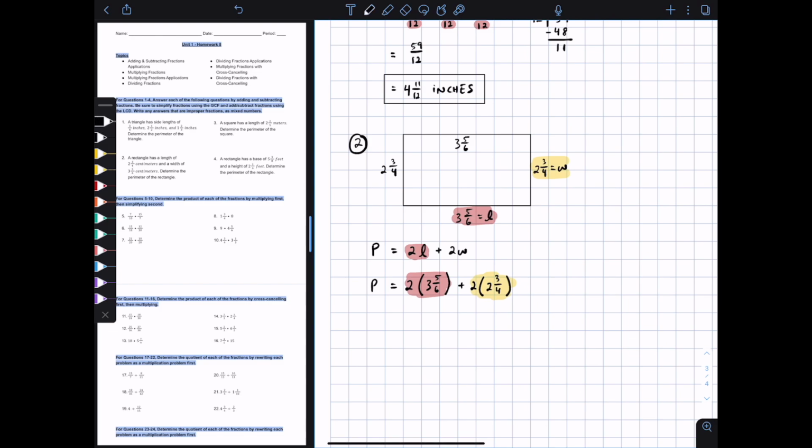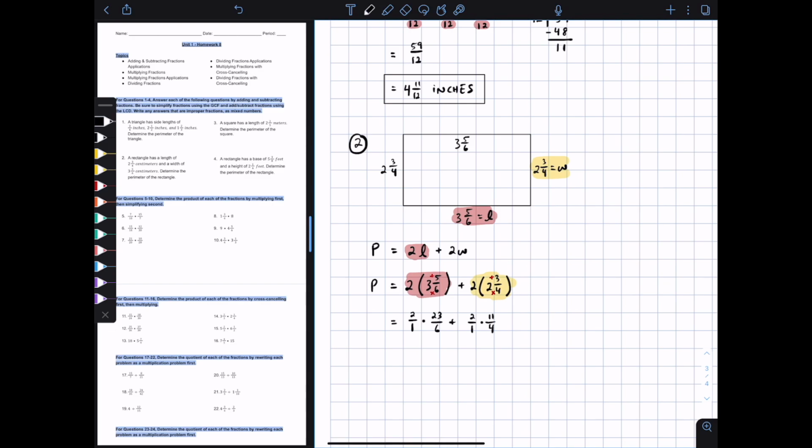And so the perimeter, I won't keep writing, P is going to be 2, which is 2 over 1 as a fraction, multiplied by, and let's turn this 3 5/6 into an improper fraction. So 3 times 6 is 18, plus 5 is 23. So that's 23 over 6, plus 2 over 1 multiplied by this mixed number. Let's turn it into an improper fraction. 2 times 4 is 8, 8 plus 3 is 11. So that's 11/4.